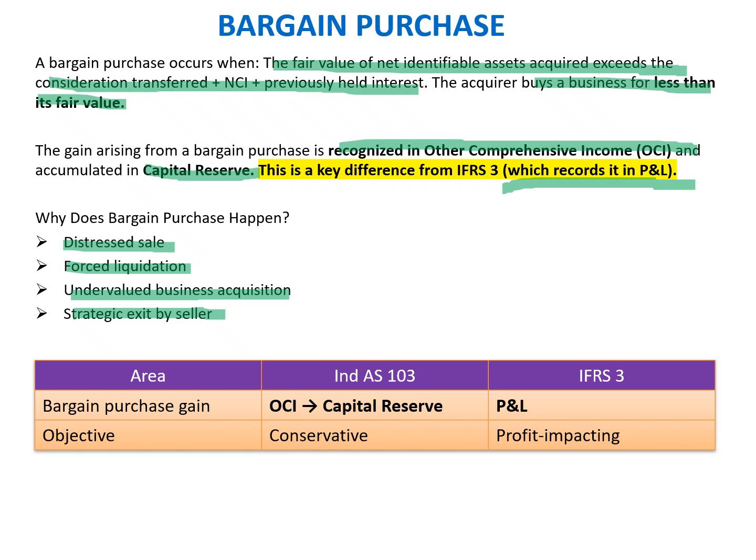So the bargain purchase gain is treated in OCI as a capital reserve. Under IFRS, it is treated under P&L. The objective is that it's conservative, so we're not going to treat it as a profit, whereas under IFRS it has the aggressive approach and directly impacts the profit of the acquirer. We'll move to the next slide.